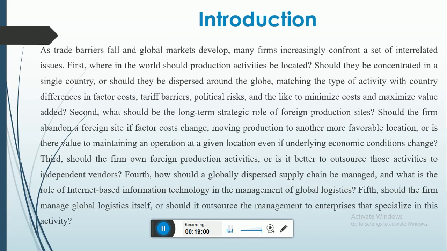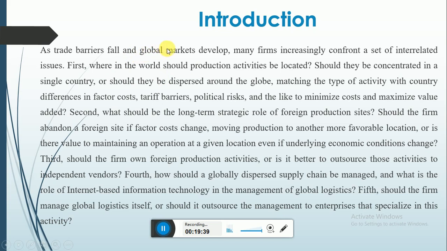Now let's come to the introduction. There are many companies. As I discussed in the introduction to this video, why are companies producing in different locations, what are the barriers and problems that they are facing, and what is the value of maintaining operations in different parts? These and other questions will be solved in this session, in this class.